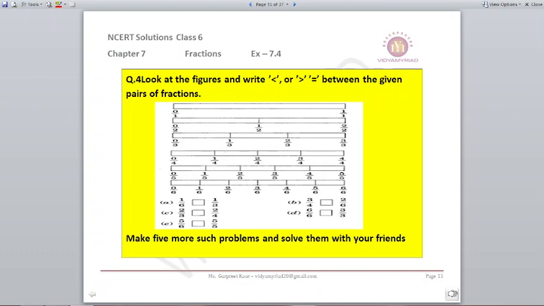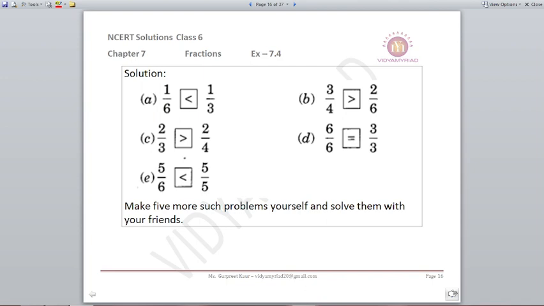Look at the figures and write greater than, less than, or equal to between the various fractions. And we have to make 5 more such problems. Now let us see. We have 1 upon 6 and 1 upon 3. If you look into the denominator, both are different. So it becomes 3 and 6. That means your right hand side is a bigger number. So 1 upon 6 is less than 1 upon 3.